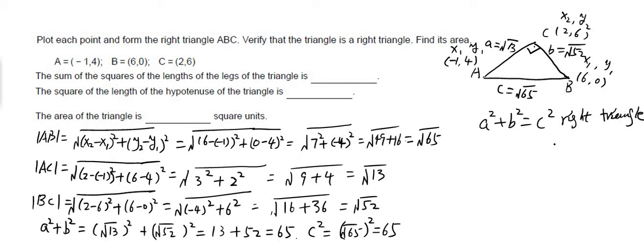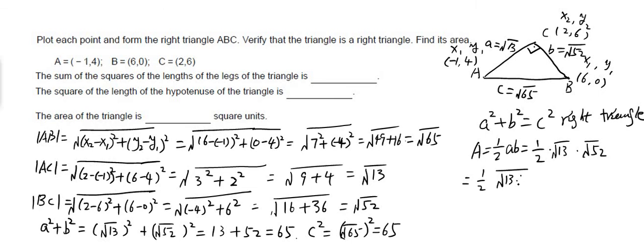Now, since we know that it's a right triangle, that means we can use the formula A equals 1/2 a times b. Just plug in to calculate the area of this triangle. So 1/2 times a, square root of 13, times b, square root of 52. 13 times 52 gives you square root of 676, and the square root of 676 is going to be 26. Half of that will be 13.